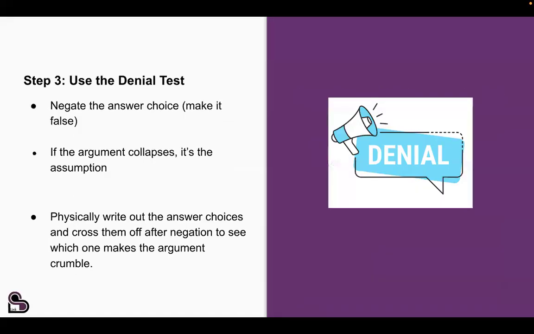Step three, use the denial test. Negate the answer choice, make it false. If the argument collapses, it's the assumption. Physically write out the answer choices and negate them to see which one makes the argument crumble. Now, you're clearly not going to have time on the test to do it that way, but when you're practicing these, you certainly can do that.